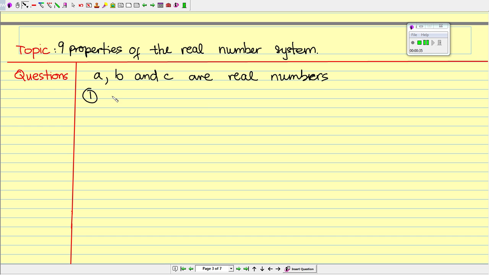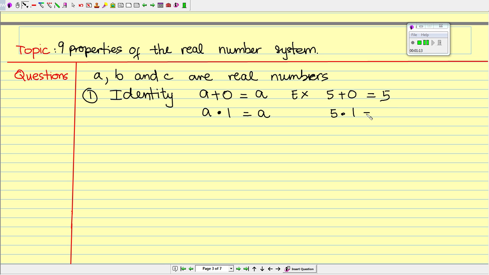Property number 1. We are going to call it identity. This property says that the sum of a real number and 0 is itself, or the product of a real number and 1 is also itself. So in this example, if 5 is a real number, the sum of 5 and 0 is 5, and the product of 5 and 1 is 5.